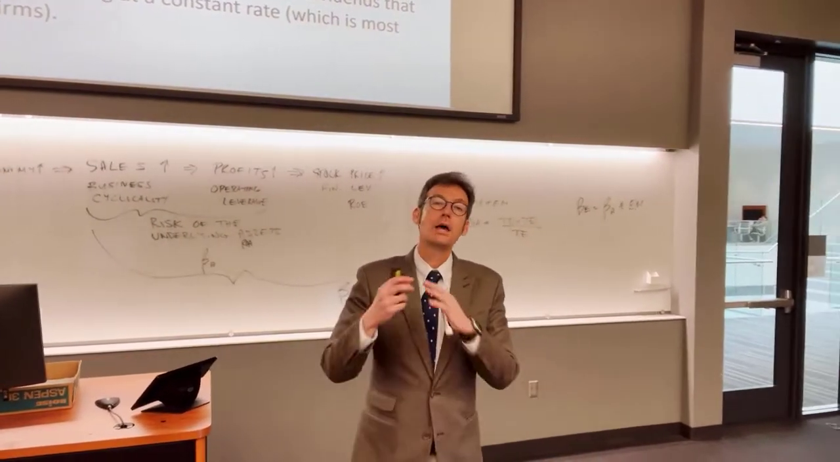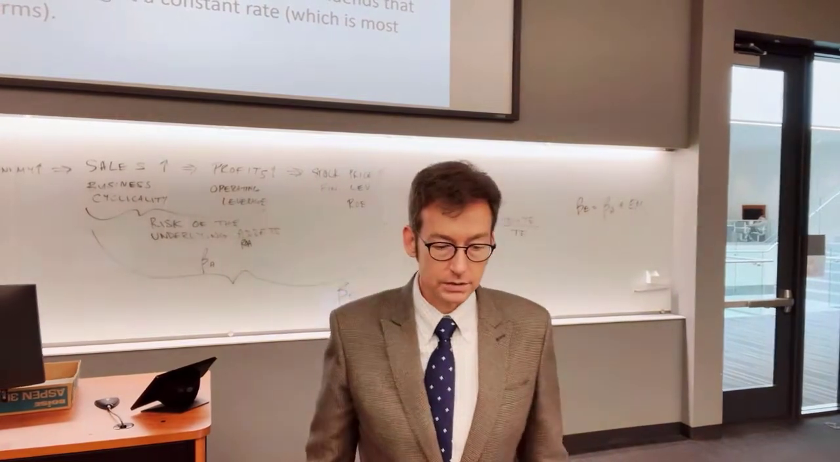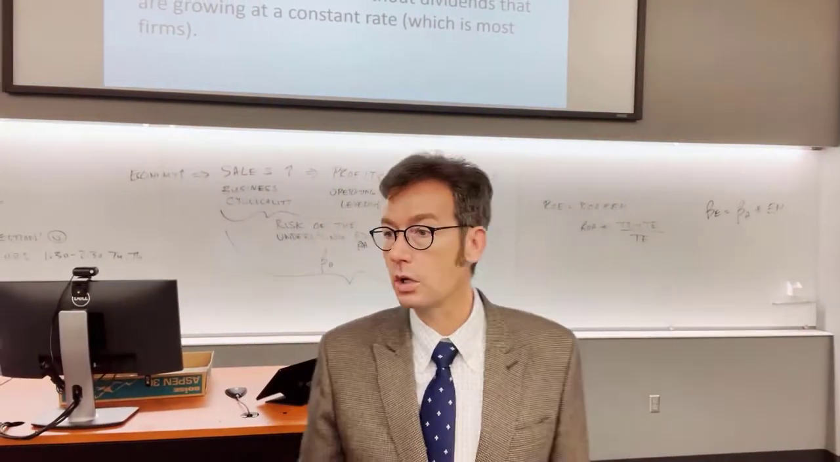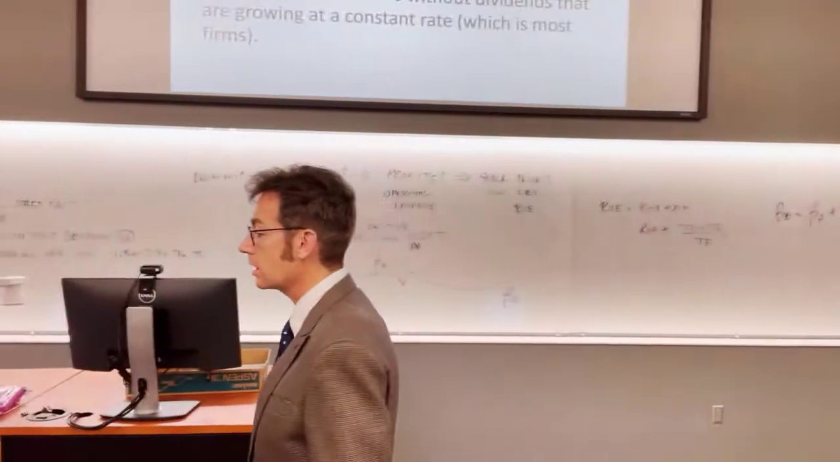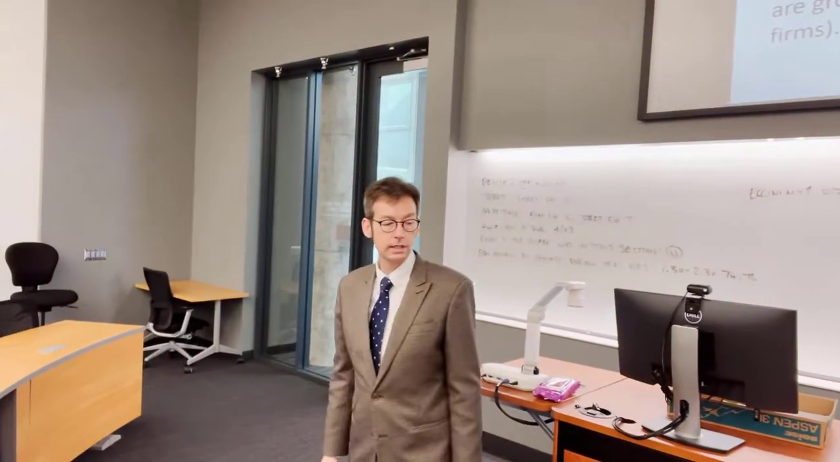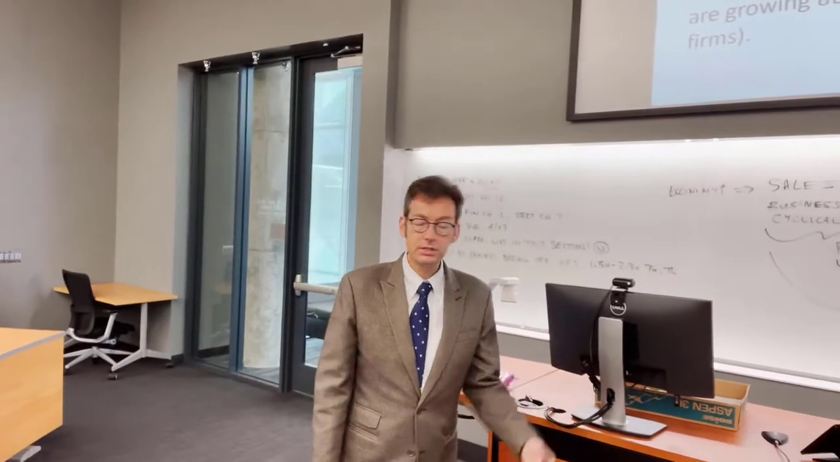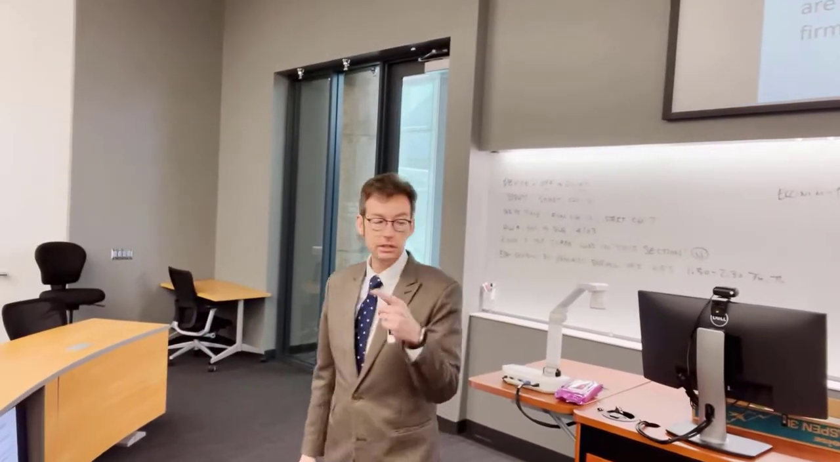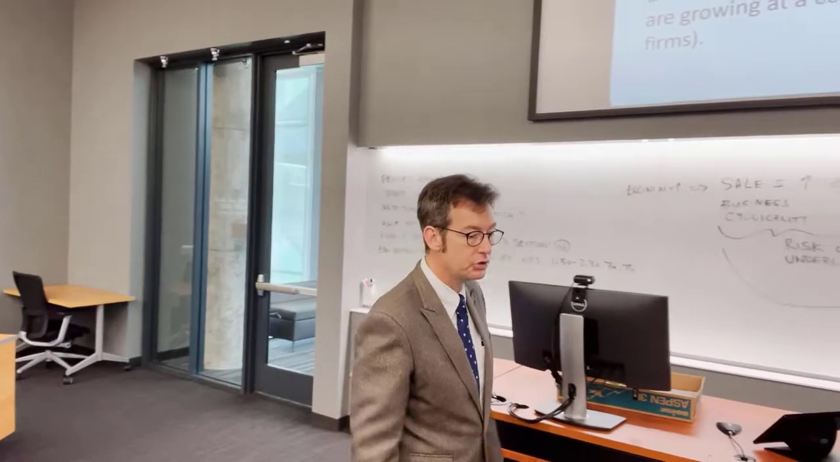So that's the end of our discussion about the security market line and how we're going to use it. Let's talk about the dividend discount model. You guys just got through with that in chapter 6. It's D1 over P0 plus g. In other words, the dividend yield plus the capital gains yield.